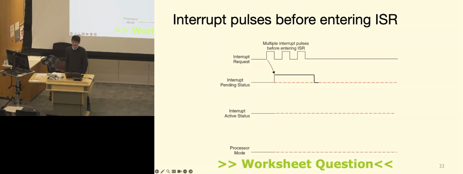All right. Any thoughts on this? What happened to the active state and the processor mode? Any thoughts? Yes, back.